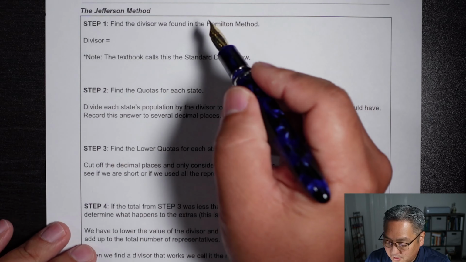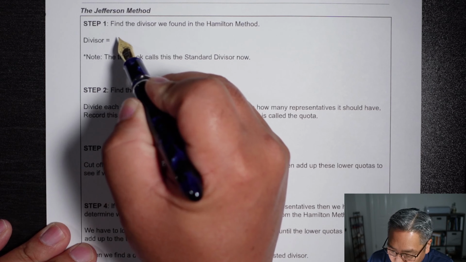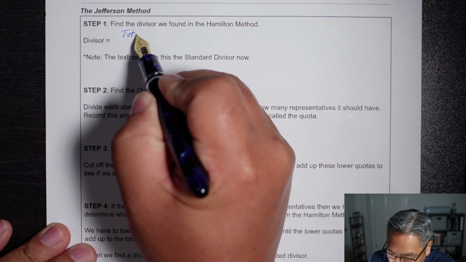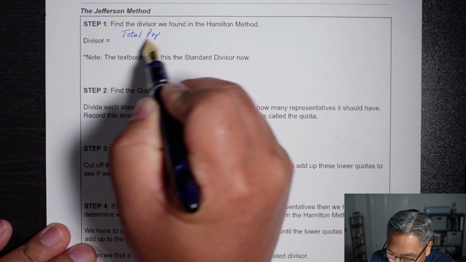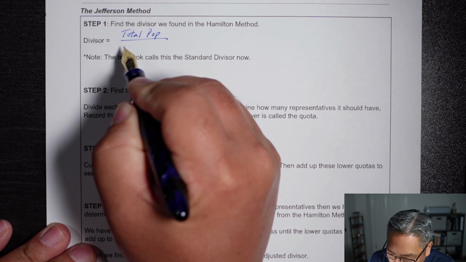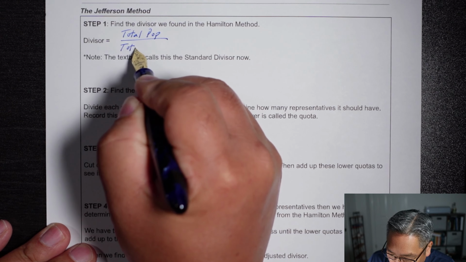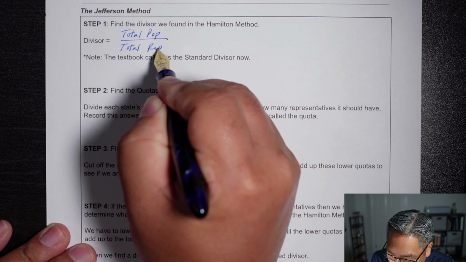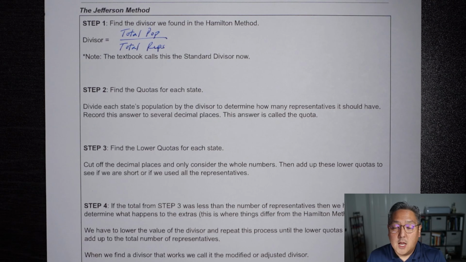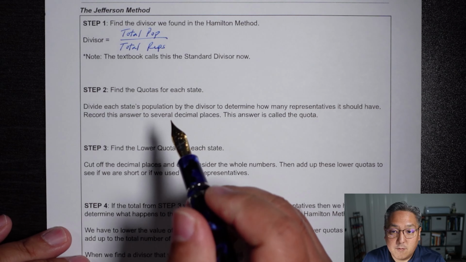The Hamilton method, we start off by finding our divisor, which was our total population divided by the total number of representatives, right? And this divisor in the Jefferson method ends up sometimes being called the standard divisor, but either way, it's the divisor that we're going to start with, right? We're going to go through and do the same thing we did for the Hamilton method.